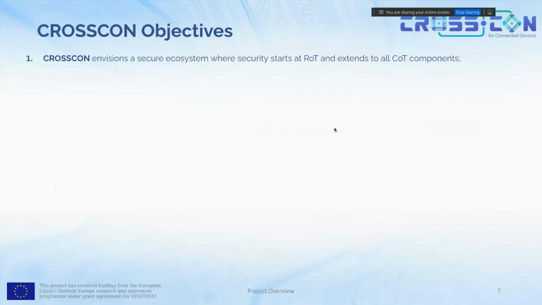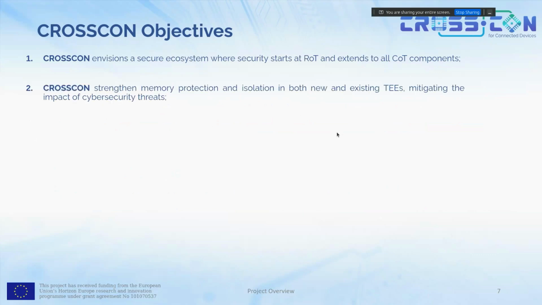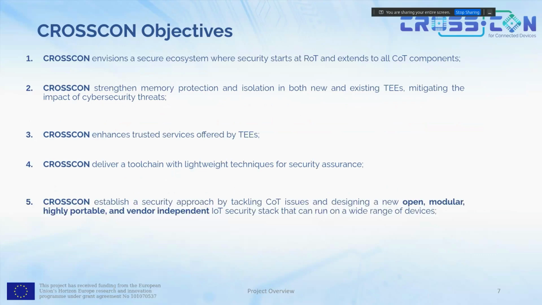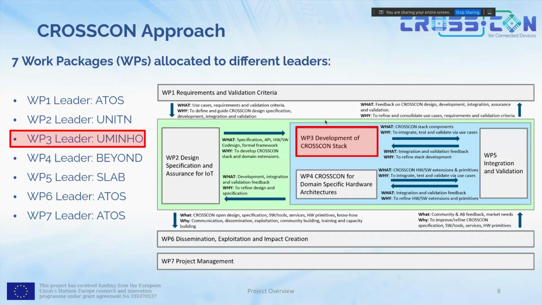And overall, the objectives of CrossCon are to provide a secure ecosystem from the root of trust through all components in the chain of trust, to provide memory protection and isolation mechanisms in both new and existing trusted execution environments, to enhance trusted services, and to achieve security assurance with a lightweight toolchain. The main goal is to design an open, modular, highly portable and vendor-independent IoT security stack that can run on a wide range of devices. The CrossCon project is divided into 7 work packages, in which the development of the CrossCon security stack is part of WP3 and is the main topic that I will cover today.